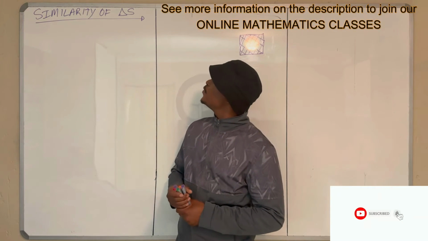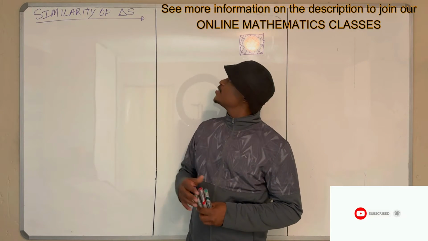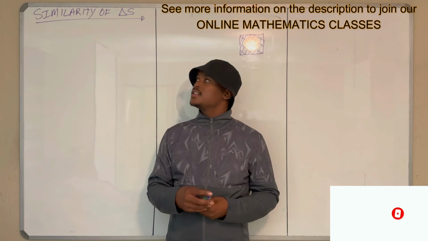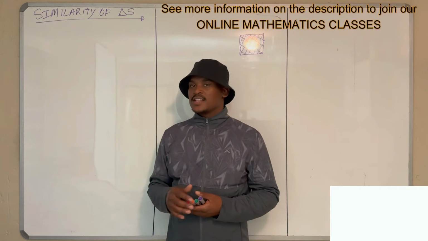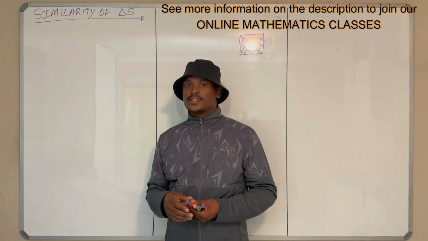So in this video, we'll be doing similarity of triangles. We're done with proportionality. We're going to do similarity of triangles and then we're going to do Pythagoras afterwards.